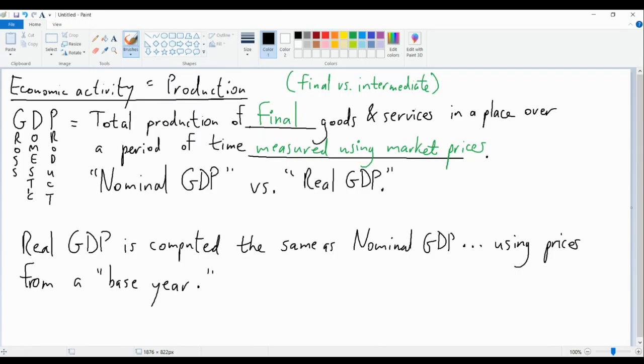This is conceptually the idea here of real GDP. And that way, you can see that any change, let's say any increase in GDP over time, cannot be because of inflation, because you're not using the prices from each year. You're using the prices from the base year. The prices aren't changing. Right? So that's what we're going to be using.